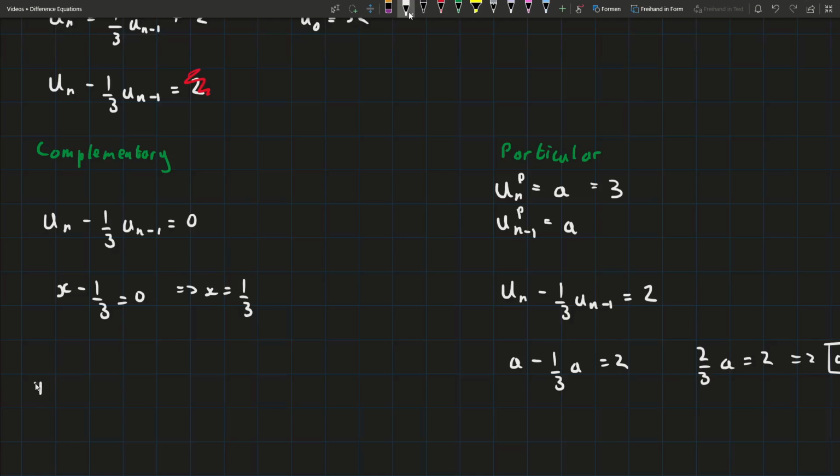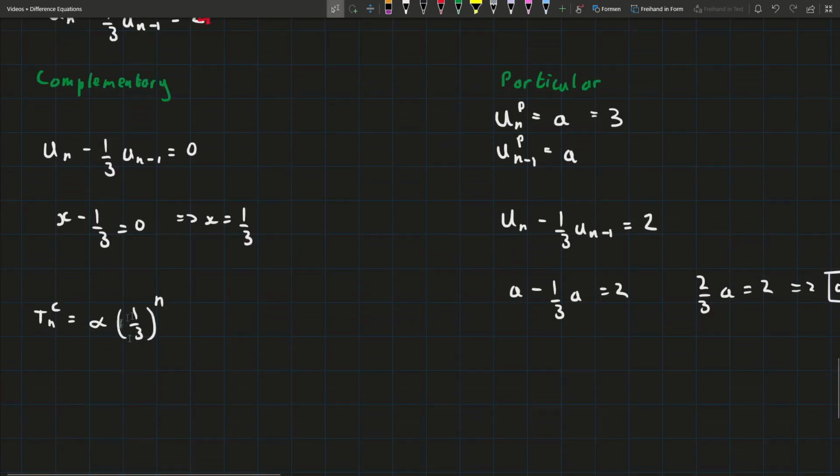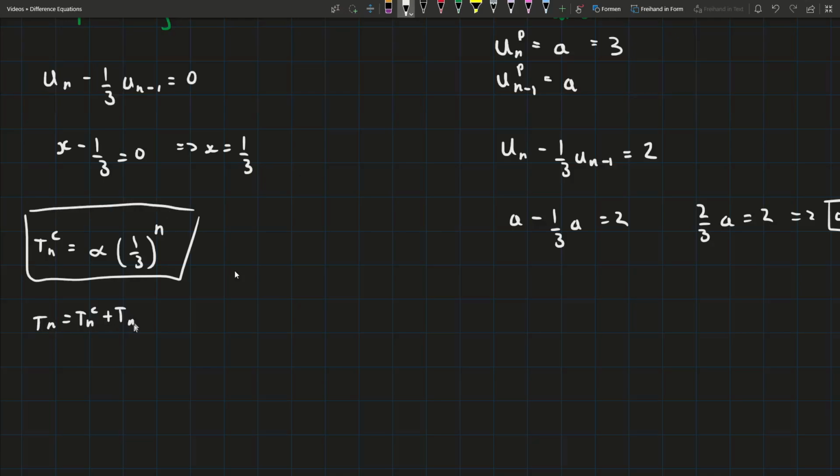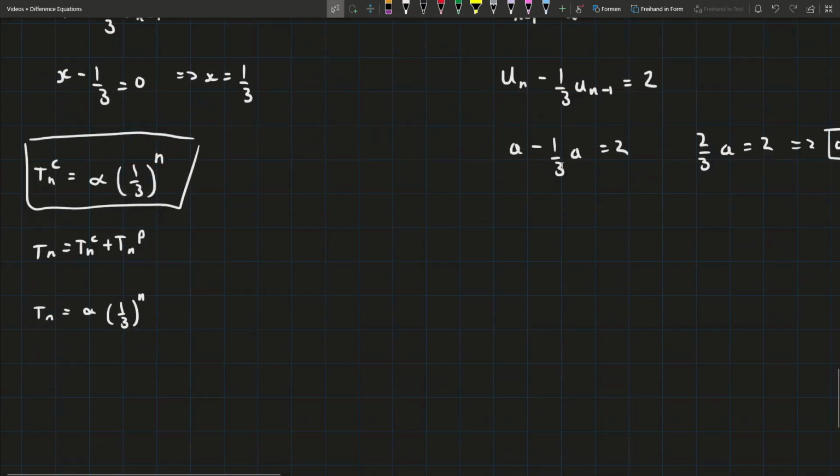So our complementary solution is just equal to some constant, which we'll call alpha, times 1 over 3 to the power of n. And then if we had another root, we'd do plus beta times whatever, but we only have 1 here, so that's our complementary solution. Then our final solution is always going to be the complementary plus the particular, which means that Tn is going to be alpha times a third to the power of n, and then our particular solution is just 3, so we'll do plus 3.